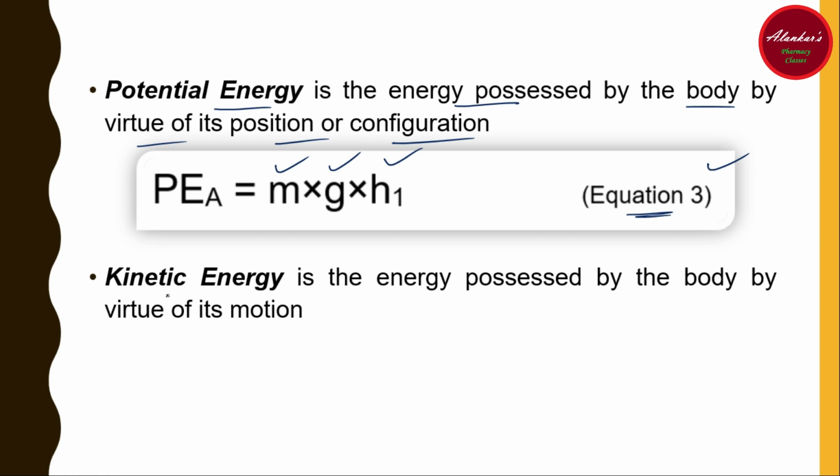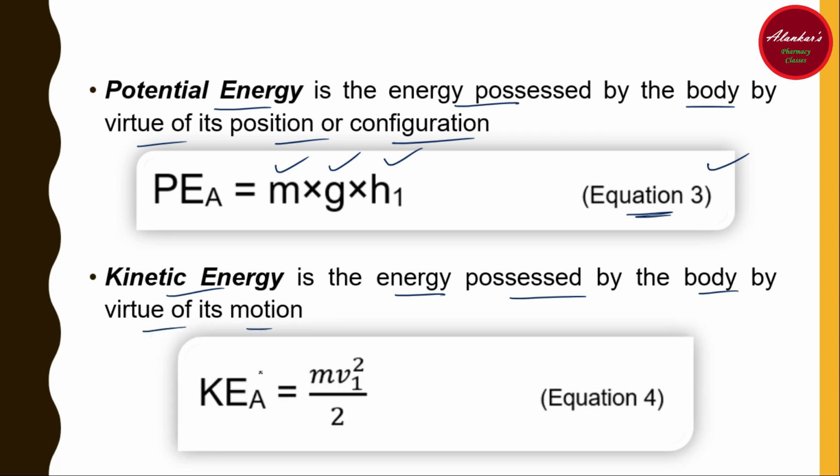Similarly, as we know, the kinetic energy is the energy possessed by the body by virtue of its motion. And likewise, kinetic energy at point A can be written as half mass multiplied by V1 square. Now this V1 is the velocity of the liquid at point A. So m v square divided by 2, this is the value of the kinetic energy at point A.